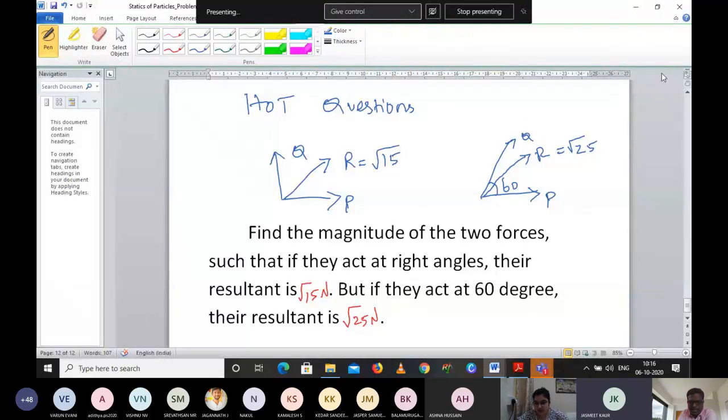Very simple. 2 equations you have to solve, and then you have to find out the value of N. One is 90 degrees. Please make a note of it. Don't forget this. That's 90. And this one is 60. Sometimes they won't give the angle. They will mention at right angles.